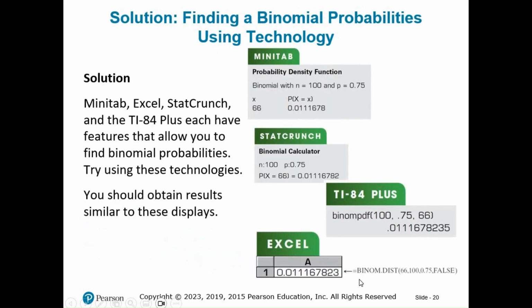It's possible to find binomial probabilities on other technologies too, as you can imagine, but let's see if you were able to get the same result on the TI-84 as they did here. You should have gotten 0.011167 or something close to that. How'd you do?